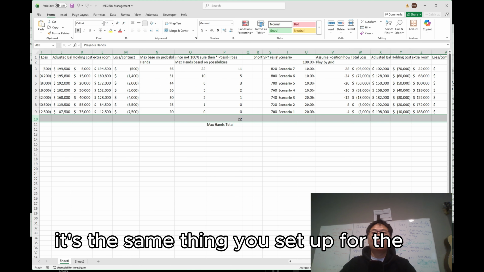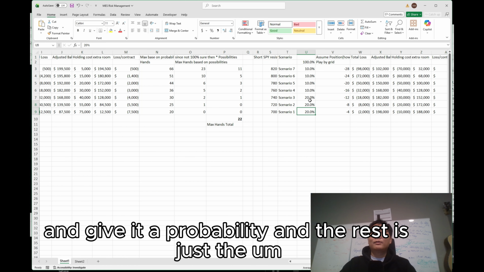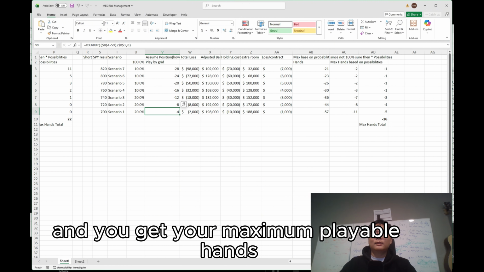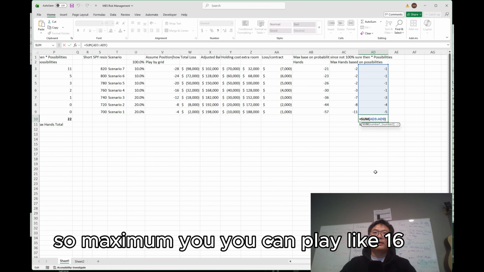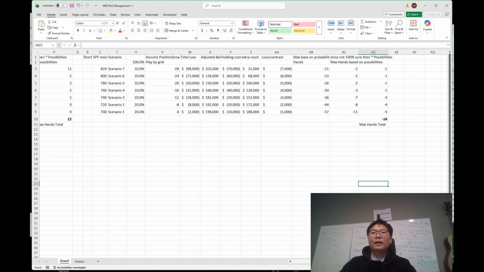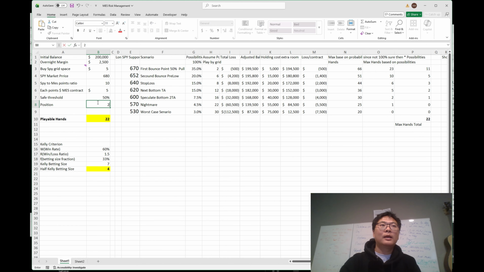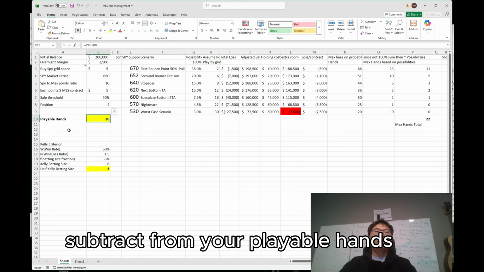You set up each scenario for the resistance and give it a probability, and the rest is the same thing, and you use negative because you're shorting it, and you get your maximum playable hands at that price point. So the maximum you can play is like 16. And when you play some, let's say you add two positions, they automatically subtract from your playable hands.